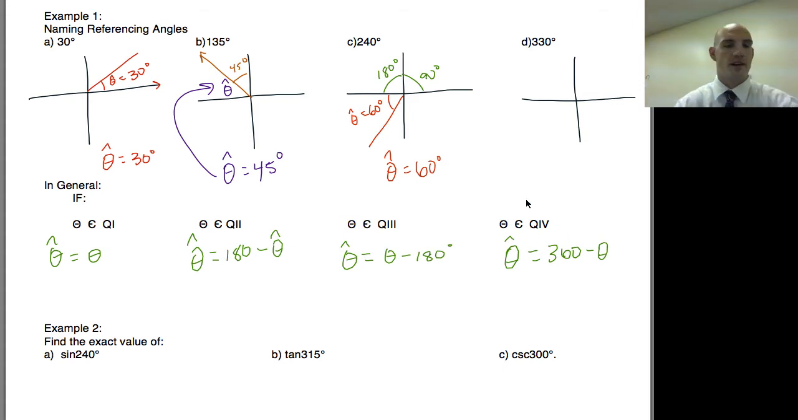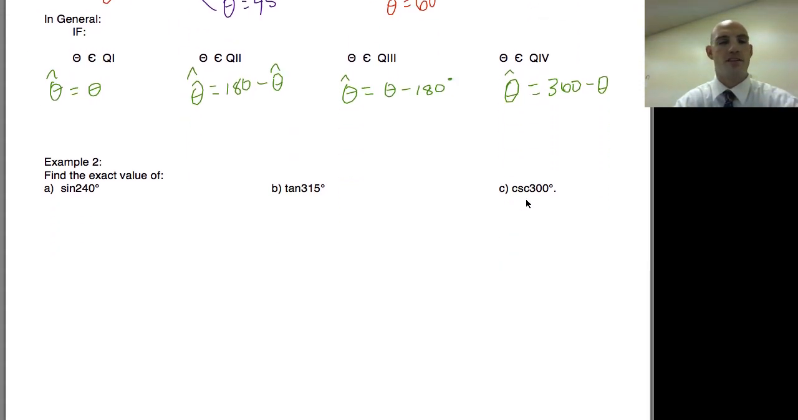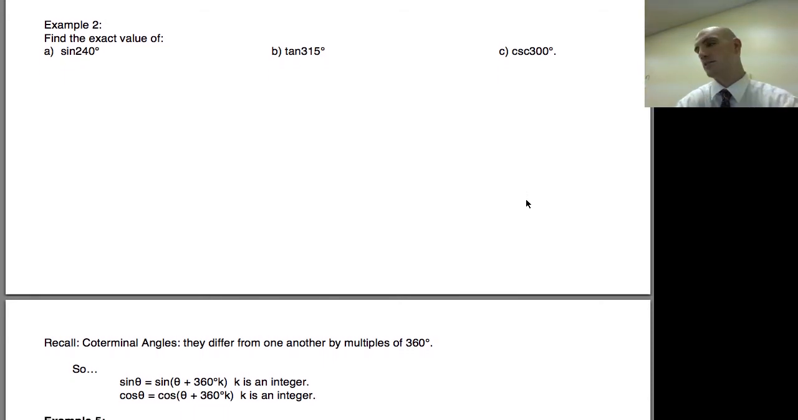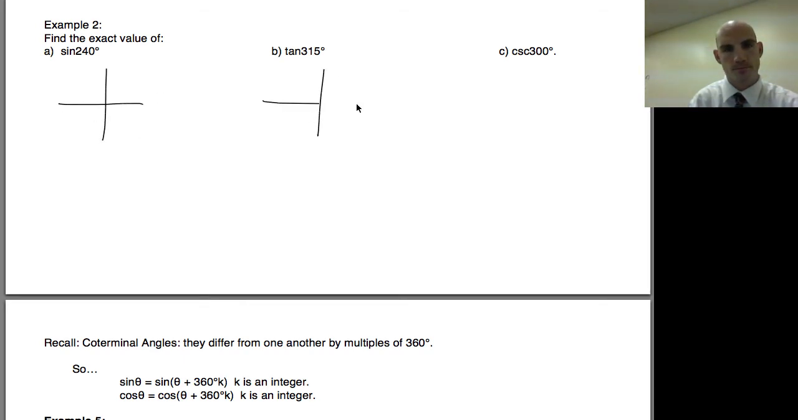Okay? Example 2. So now we're going to use this to find the exact values of these things. When I'm finding exact values, really what I'm asking you to do is find the theta hat, label the triangle. So once again, I'm just going to use my coordinate planes here, and I'm going to use those known triangles that I know.